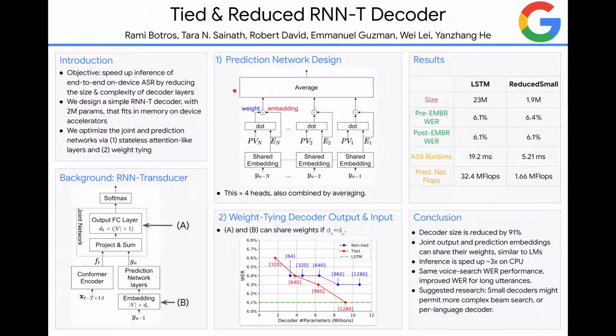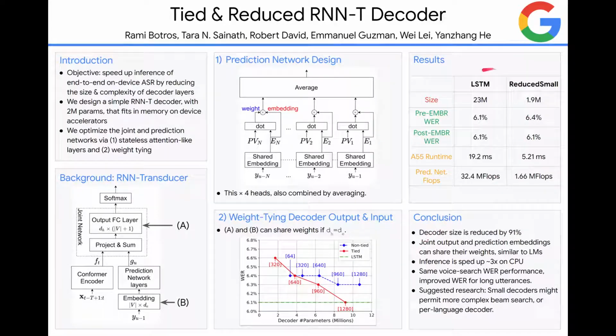In order to make the RNN-T decoder overall also much smaller, we also have a weight sharing technique here. So the output layer in the joint network and the input embedding matrix can share most of their weights if DE and DH, these hidden dimensions, are the same. So for all non-blank tokens, the weights can be shared there. And this is also very common in language modeling, actually, and we've discovered that it works well for RNN-T here. And so for a given number of parameters in the decoder, you get better word error rate if you do this weight tying versus if you don't do it.